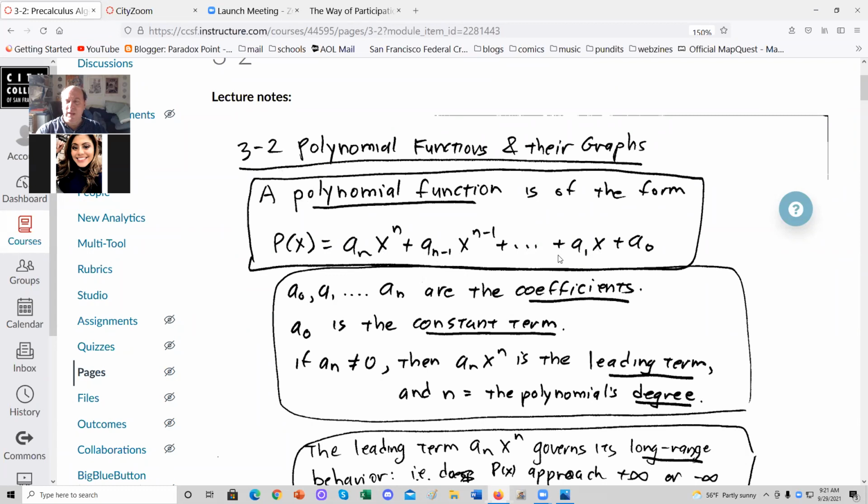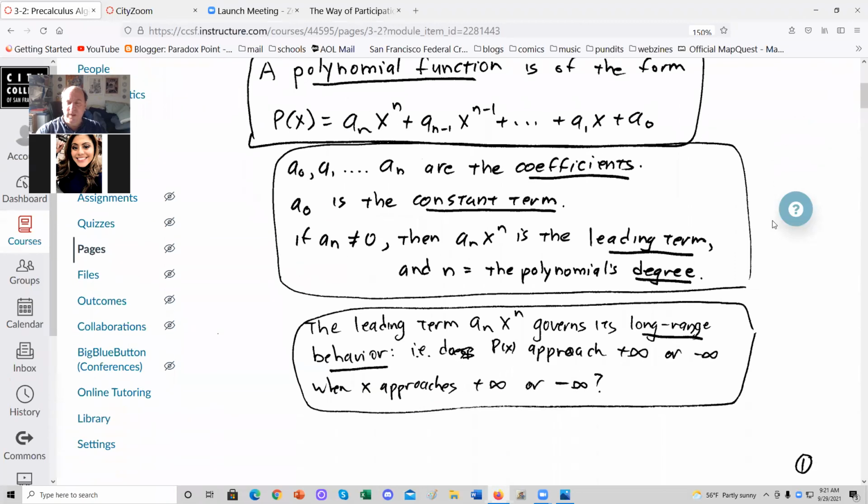Don't read too much into these subscripts. It's just a way of denoting. There are more than 26 unknown things in the universe, so sometimes we subscript the letters just to give us more leeway in naming things. These a's, a_0 through a_n, are called the coefficients, meaning work with. a_0 is the constant term, and if this a_n is not 0, then this a_n x to the n is called the leading term, and n is called the polynomial's degree.